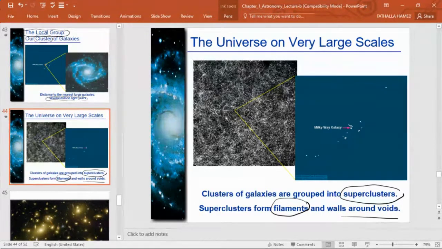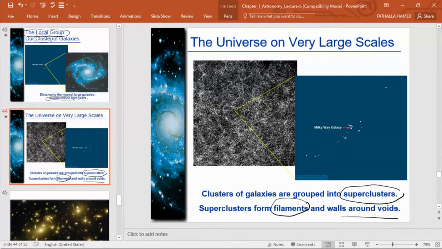So the universe is made of filaments, and the filaments are made of superclusters, and the superclusters are made of clusters of galaxies, and galaxies are made of stars, dust, and gas. And in our case, we happen to be on a planet orbiting a star like the sun, and life exists on this planet.